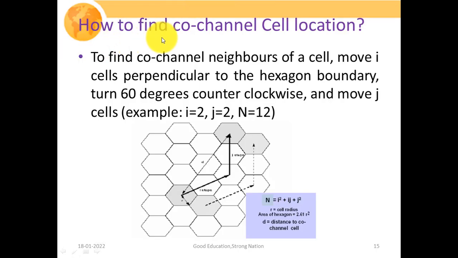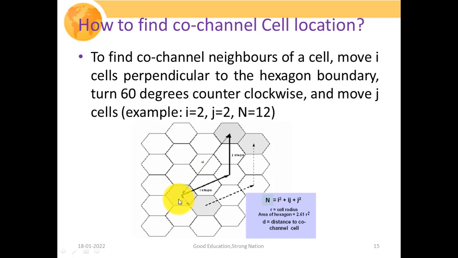So now next is how to find the co-channel cell location. That is how you are going to find a particular co-channel cell location. To find the co-channel neighbors of a cell, we just have to move i number of cells perpendicular to the hexagon boundary. Obviously here we are talking about moving i number of cells over your U axis. Then we have to turn 60 degrees counterclockwise, which is nothing but your V axis, and move j number of cells on that particular V axis, and whichever cell we reach would be considered as your co-channel cell.